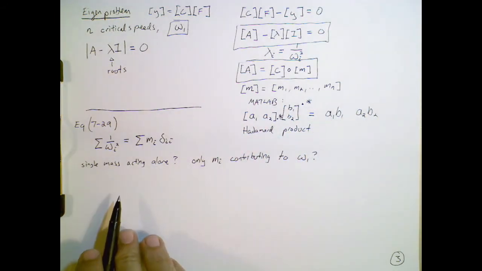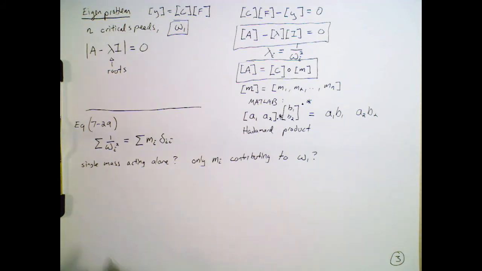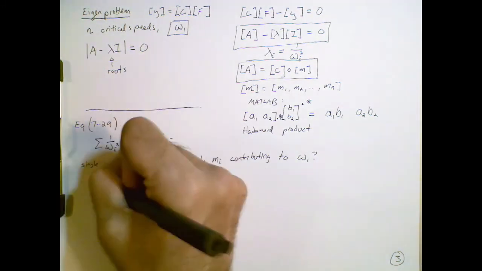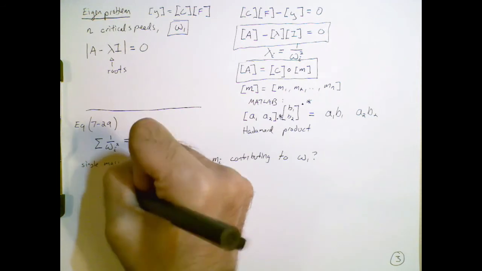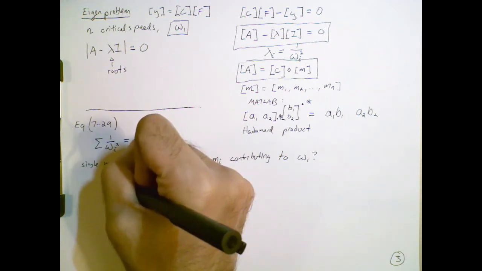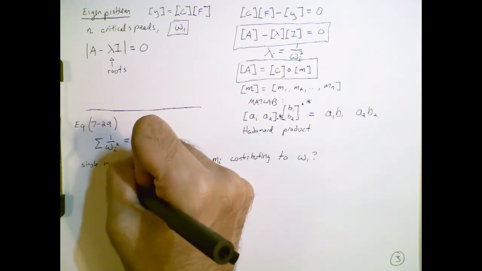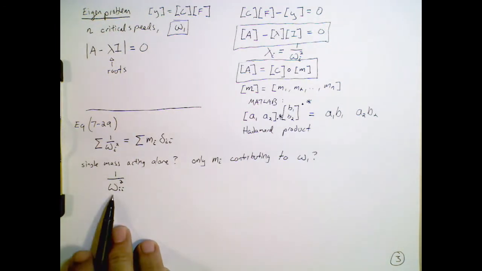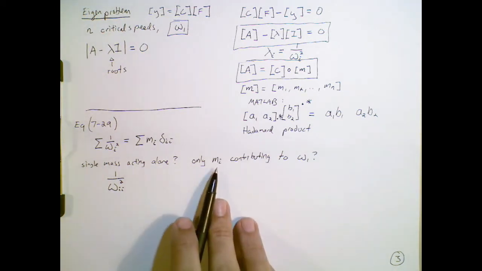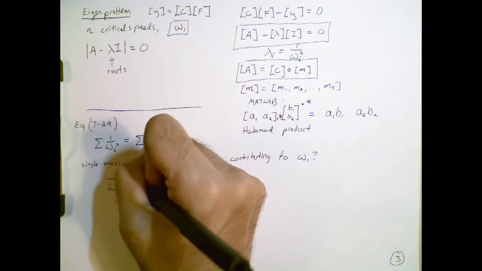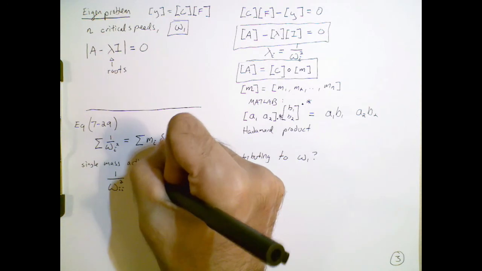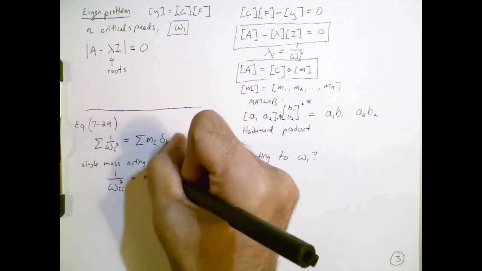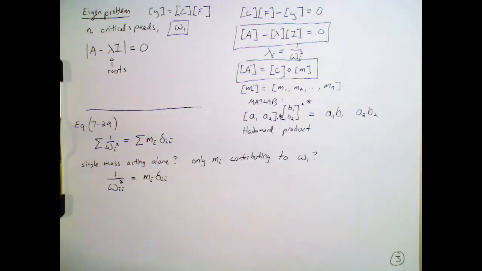With this question, I can define then a quantity, omega ii squared. That is going to be the critical speed of an n-segment shaft if only mass i was contributing to it. And we can write that this is equal to mi times delta ii.